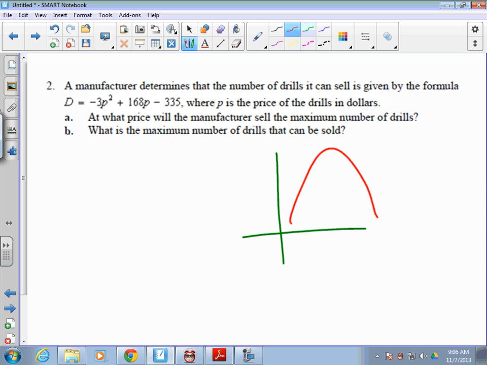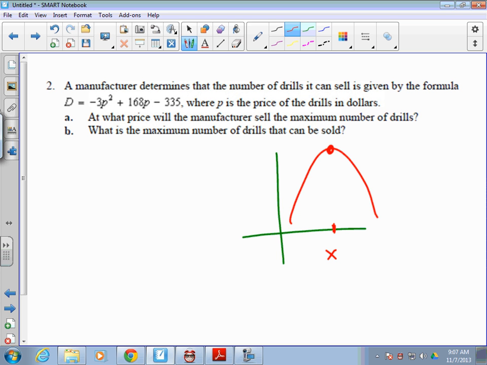The question says, at what price will they sell the maximum number of drills? So we're looking for the price that is the vertex. So we're looking for the X value that's the vertex because that's how high it's going to get. So what we want to do is find out what the vertex is. You can go two different ways to do this. We know how to make vertex form out of anything. That's what we've been working on the last week and a half or so.